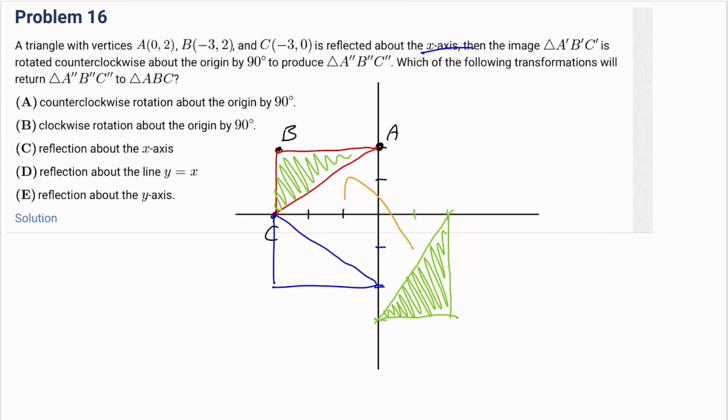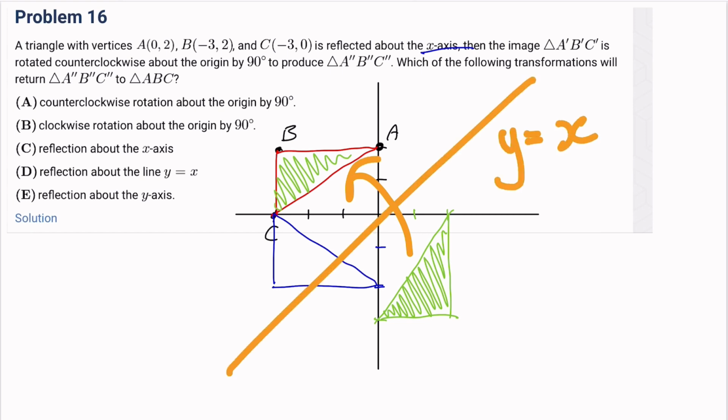We have to kind of flip it over to there, and what will be our axis? Our axis will be this, right? So we have to flip it over with our axis being this line, and this line is y equals x. So we have to reflect about the line y equals x. So the answer is D.